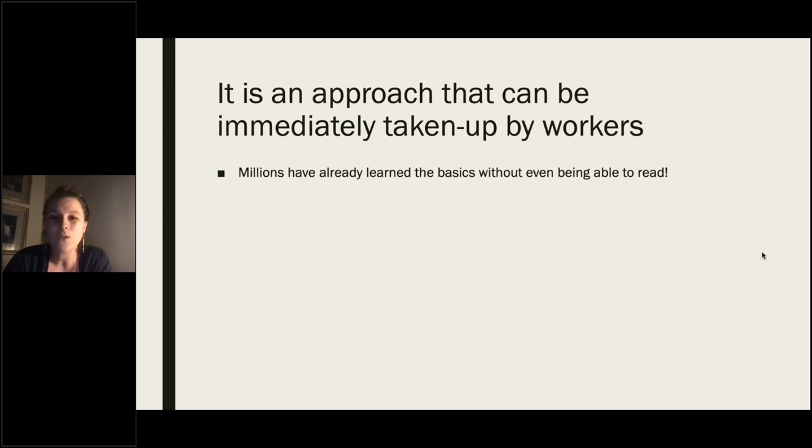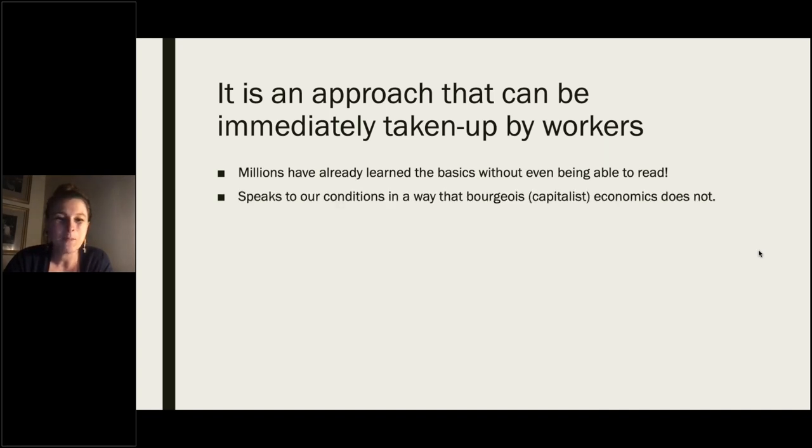And we can't discount the fact that there have been billions of people who have risen up against the capitalist system over the course of history. And they were able to do that without sitting through two one-hour lectures on video chat. So it's possible to grasp this. It's really quite simple. It speaks to our conditions in a way that bourgeois or capitalist economics does not necessarily.